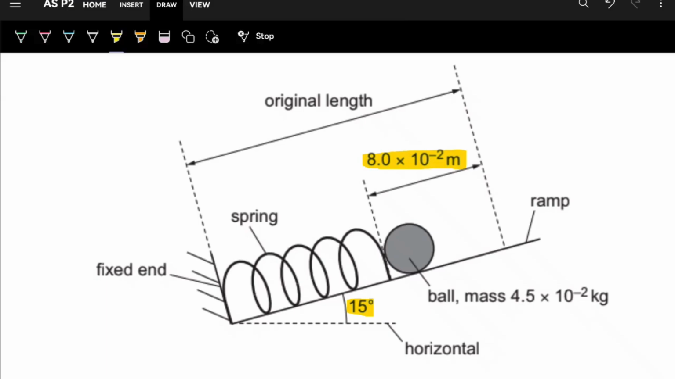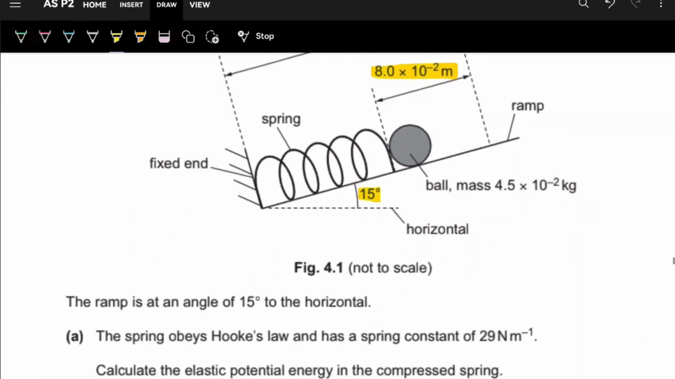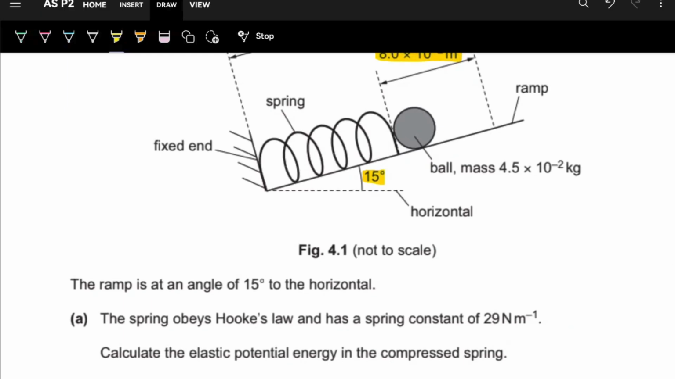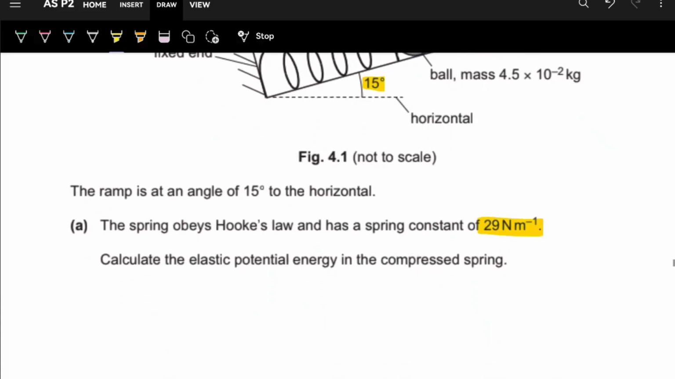Okay, no problem. Let's see what the question wants. The ramp is at an angle of 15 degrees to the horizontal. A. The spring obeys Hooke's law and has a spring constant of 29 Newton per meter. Calculate the elastic potential energy in the compressed spring. Okay, there's actually two ways to solve A. I'll show you the first way first.